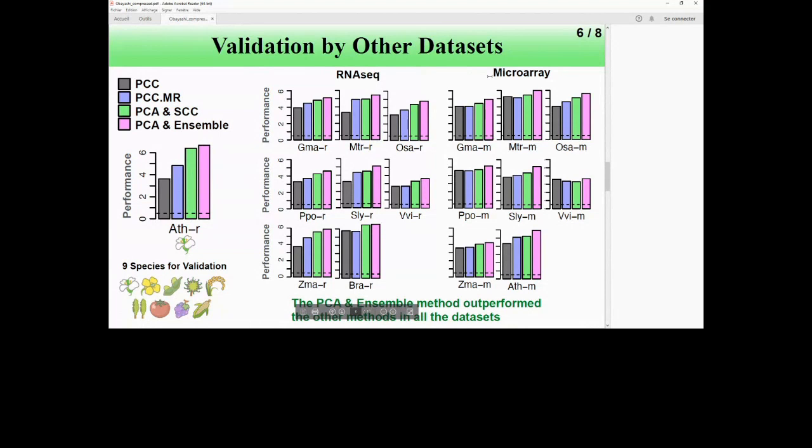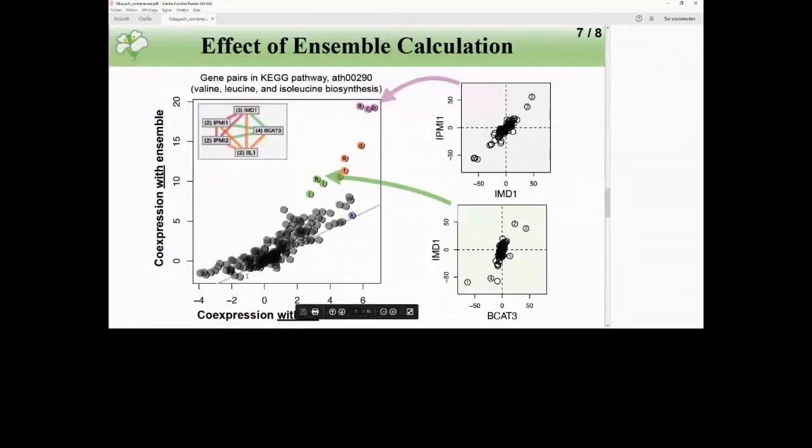I'd also like to pick up specific cases. PCA is quite easy to understand, and probably the key is the ensemble method. So I compared co-expression without subagging and with subagging, that is, subsampling aggregation. In this case, we plot every gene pair in one KEGG pathway, which is the valine, leucine, and isoleucine biosynthesis pathway.